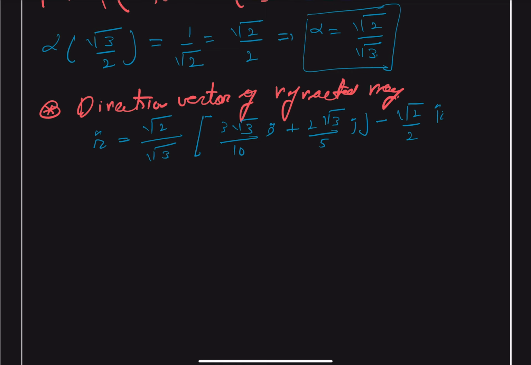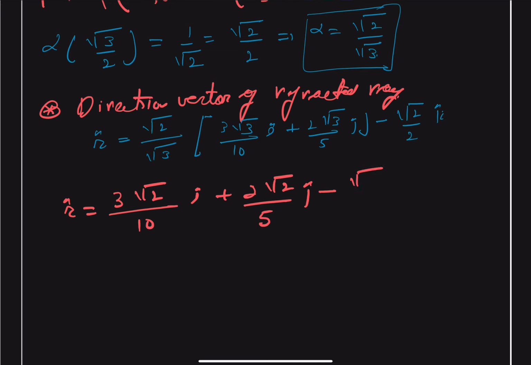Thus we get our r unit vector will be equal to 3 square root of 2 divided by 10 i unit vector plus, we have here 2 square root of 2 divided by 5 j unit vector minus square root of 2 divided by 2, and we have a k unit vector.